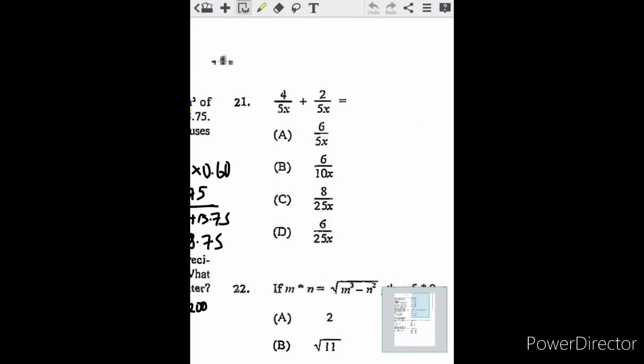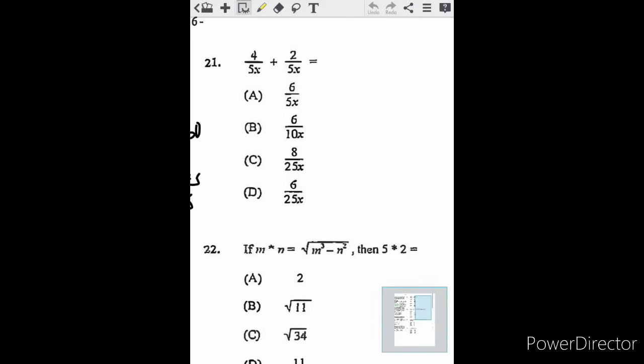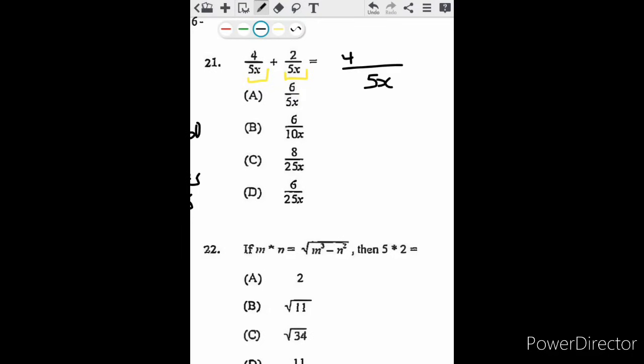Question 21. This is algebra. We have 4 over 5x plus 2 over 5x. As we can see, our bases are the same. So once our bases are the same, all we need to do is add the top, the numerator. So we have 5x as the denominator and 4 plus 2 as our numerator. And 4 plus 2 gives us 6 divided by 5x. So our answer is A.